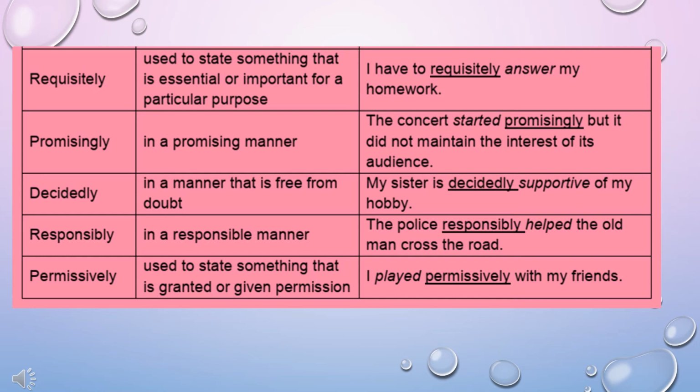Third, decidedly, in a manner that is free from doubt. My sister is decidedly supportive of my hobby. Responsibly, in a responsible manner: the police responsibly helped the old man cross the road. Now it's your turn to read the last modal adverb.